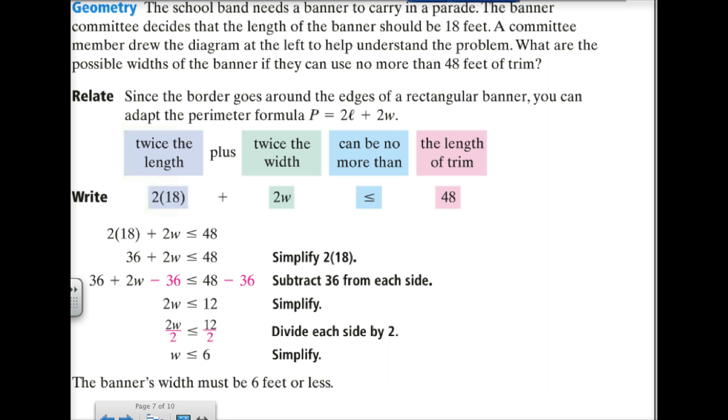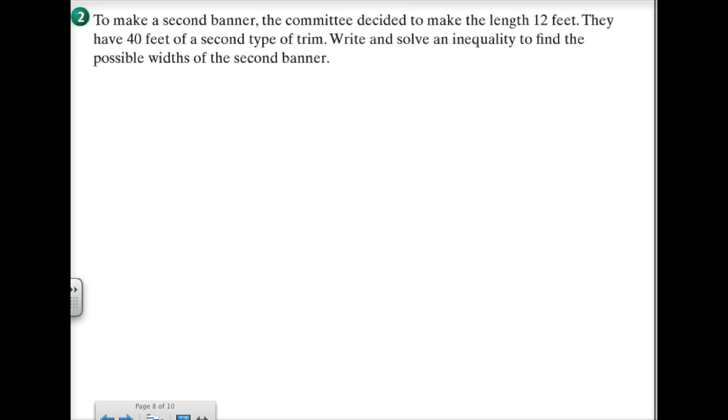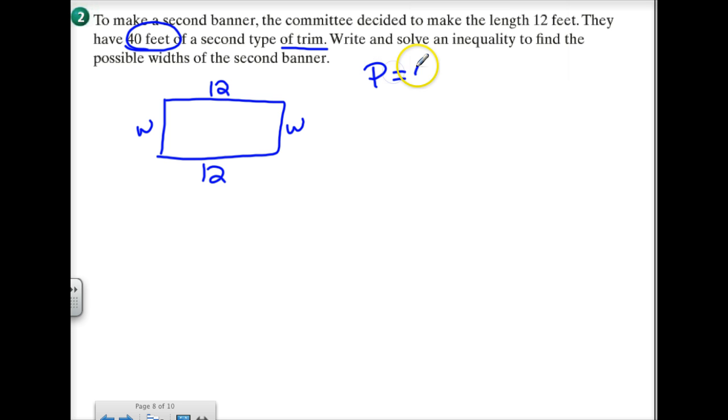So in our example, our problem, we are going to look at a second banner. Again, you can draw a picture when it comes to word problems that may help you. The trim is what goes along the outside. So it's like the perimeter of our rectangle. We have a length of 12 feet. We know that it's 12 feet long, but we don't know the width. We do have 40 feet of our trim. So what that's telling us is the perimeter equals 40.